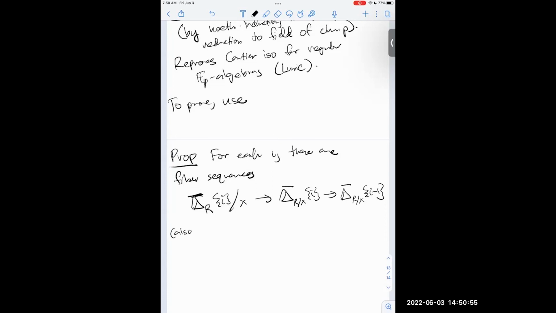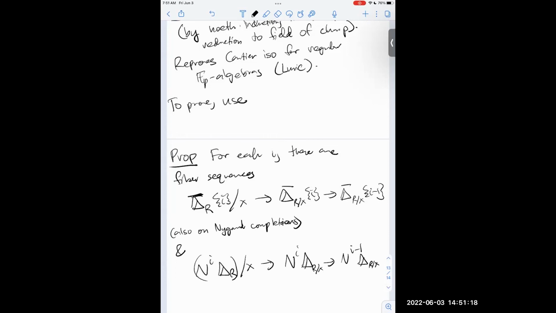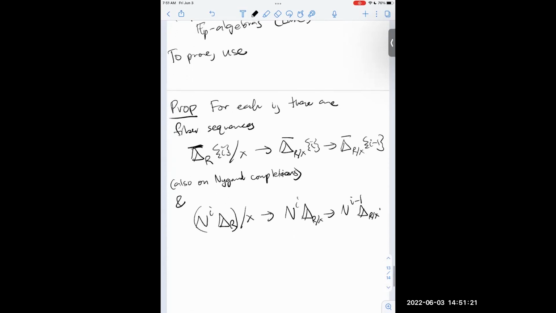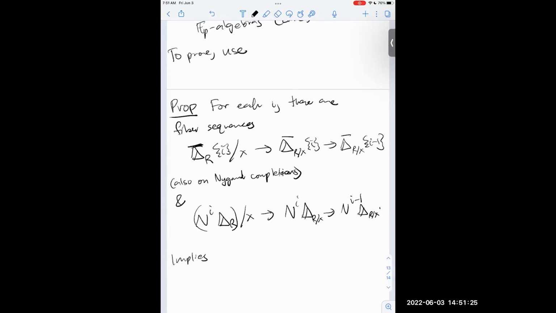And then actually also on Nygaard completions, because we need to talk about Nygaard completeness. And on the individual Nygaard pieces, so on N^i of the prism of R mod X to N^i of the prism of R mod X to N^(i-1) of the prism of R mod X. And so this is going to imply the previous proposition, by these fiber sequences.